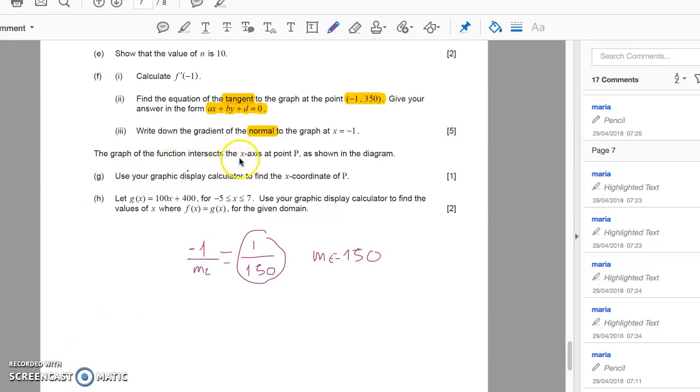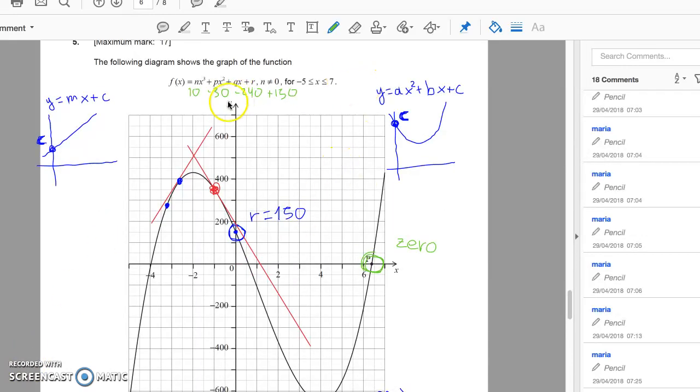The graph of the function intersects the x-axis at point P, as shown in the diagram. Use your graphic display calculator to find the x-coordinate of P. So that's a calculator question. Now I have a function that is cubic, so it's a bit complex, but I know all the coefficients, the 10, the minus 30, minus 240, and the 150. I can put this as a function in my calculator. I have a perfect window. I'm going to calculate then the 0, and I will calculate specifically this 0, and I will get the value. So doing this, I get the following value. Remember that I just want 3 significant figures, so 6.39 will be the answer.